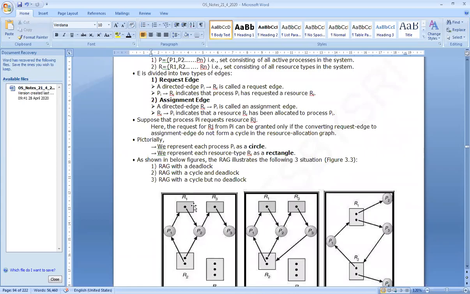Okay, as you can see here, this is the resource allocation graph. This is one more resource allocation graph, and this is one more. Pictorially, we can represent the resource allocation graph in these different forms.